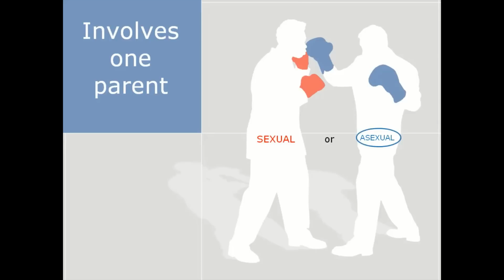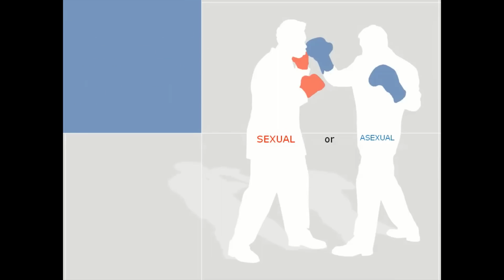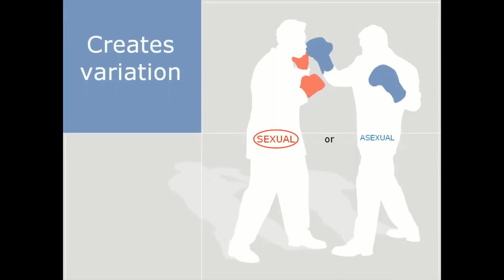And the answer is asexual. That was easy. Let's move forward. In which type of reproduction are offsprings similar to parent but not identical? Sexual reproduction is the answer. Good. Creates variation. Sexual is correct.